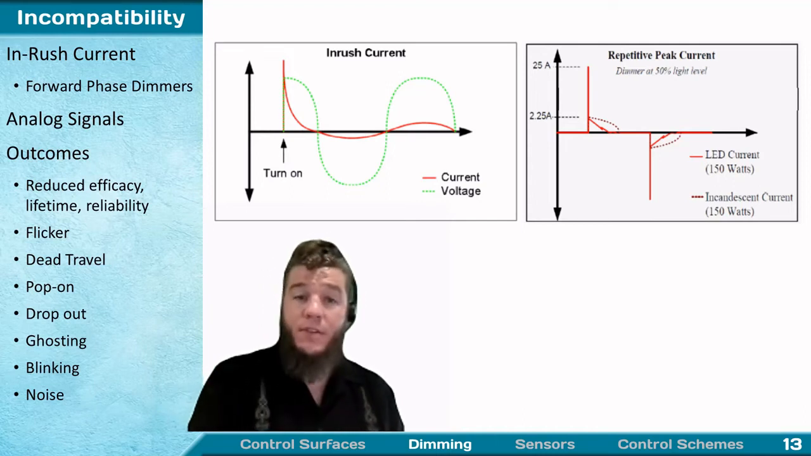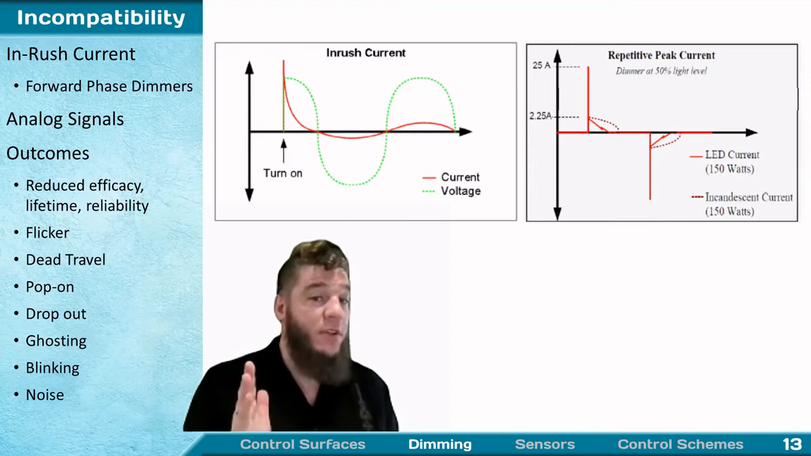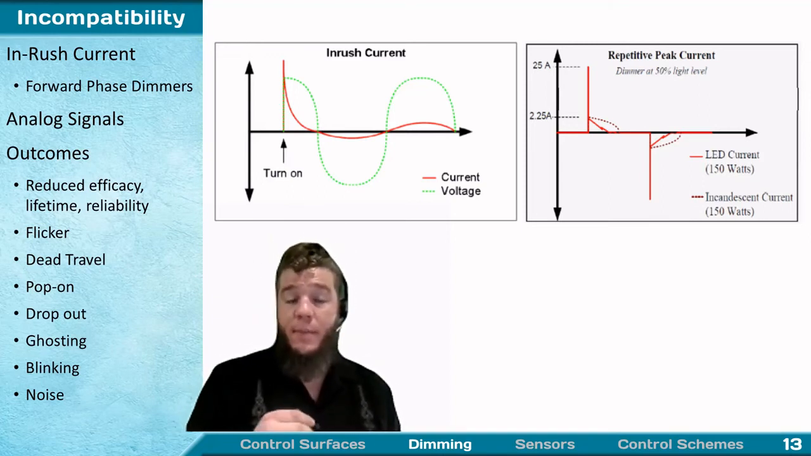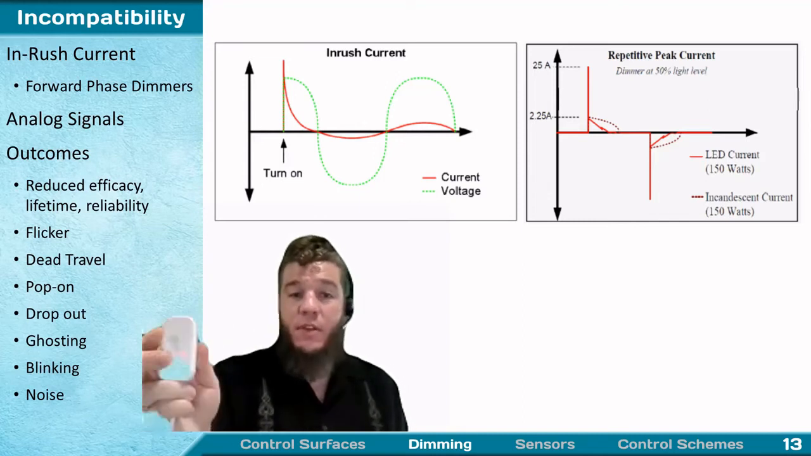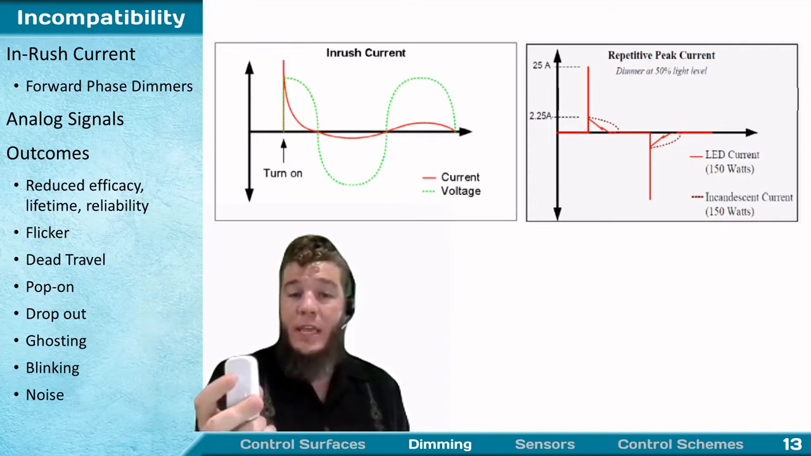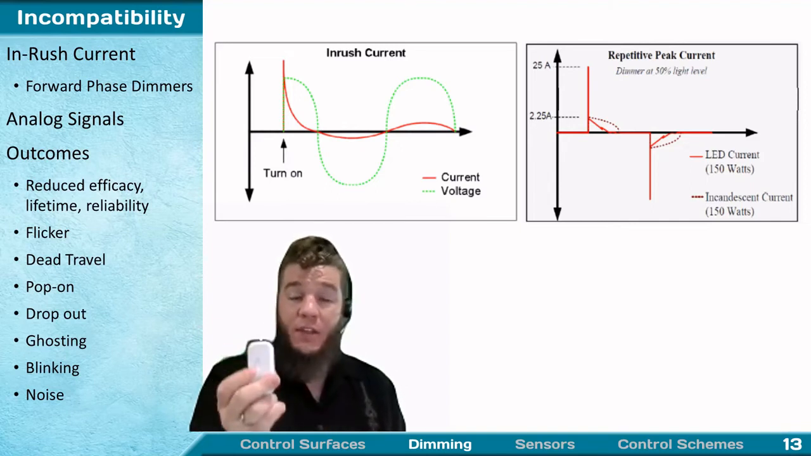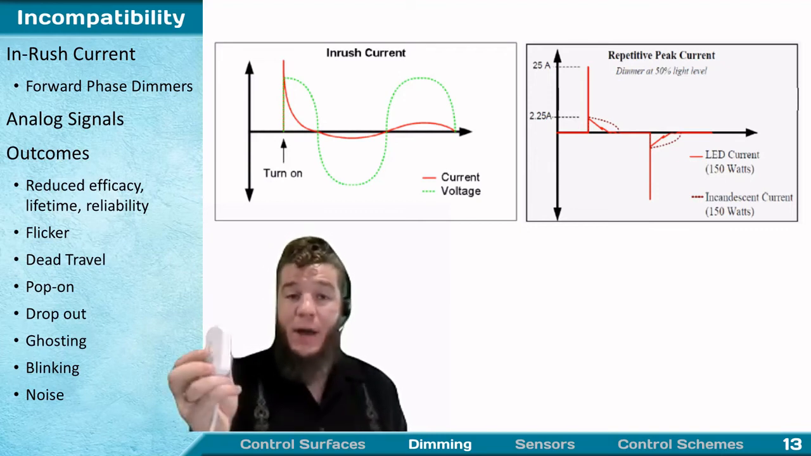Now, another problem that's common with analog dimming, and so flicker is a forward phase dimming thing. But even if you move to a reverse phase dimmer, you can have dead travel on the dimmer. And dead travel is simply when you are moving the dimmer, but getting no change in the light output. So that's dead travel, meaning it does nothing even as you move the dimmer. That's frustrating. You also have pop on.